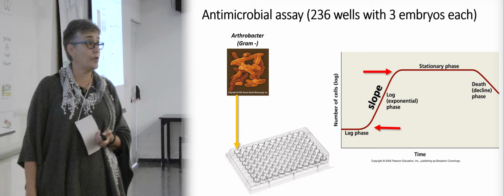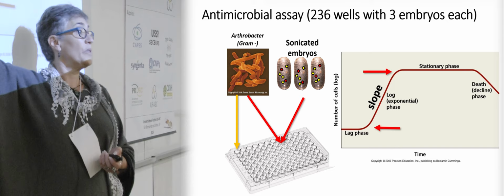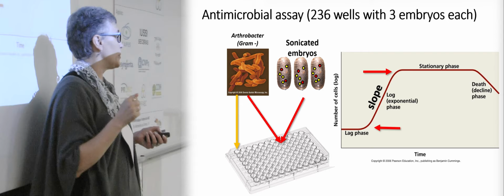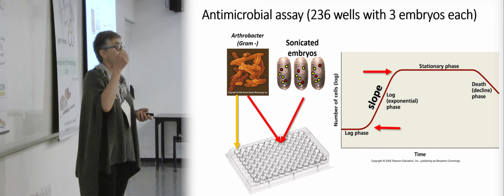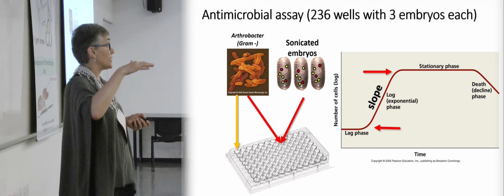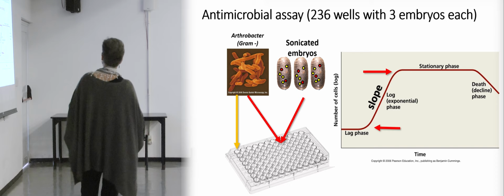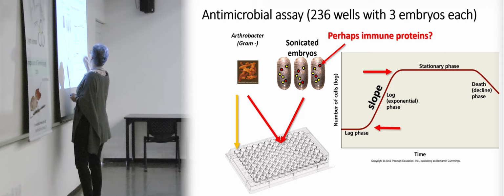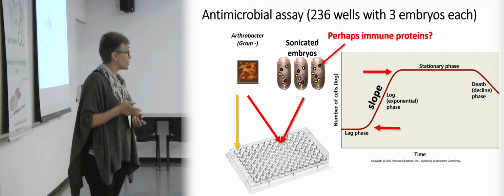In the other wells, we added three eggs, with their total protein and perhaps hopefully their immune protein as well. We sonicated, we basically made scrambled eggs, we popped them open and used the contents, and then we used that to add onto the Arthrobacter, to let Arthrobacter grow in the presence of three eggs' contents, okay? And so if the proteins are very heavy here, the red ones, which are immune proteins, you would expect Arthrobacter to be lower. And so this is the result for the maternal treatment. So what you see here again is our controls are here.